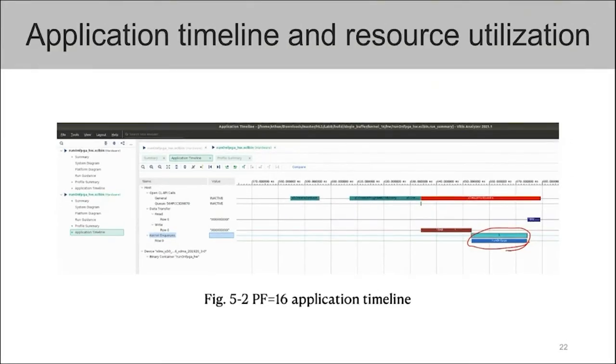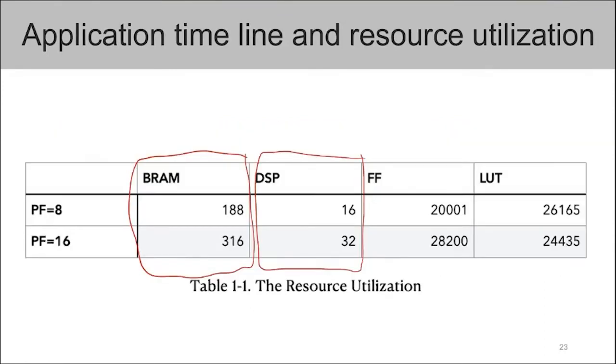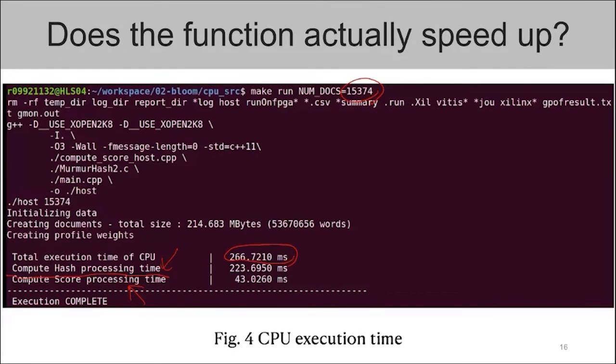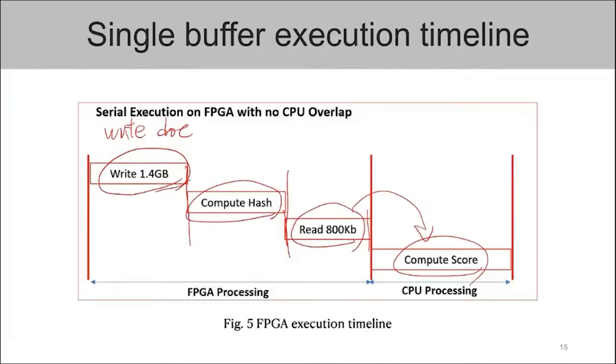So how can we achieve better performance? You can first observe the execution timeline here. We write this huge document, right? And then we said, okay, you go compute the hash. And that's not really efficient.